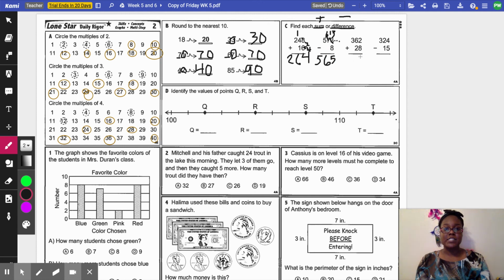Moving on to the next one, finding the sum. 8 plus 2 is 10. We just talked about that in the first problem. 6 plus 1 is 7, plus 2 is 9. And 3 plus nothing is 3. The sum is 390.